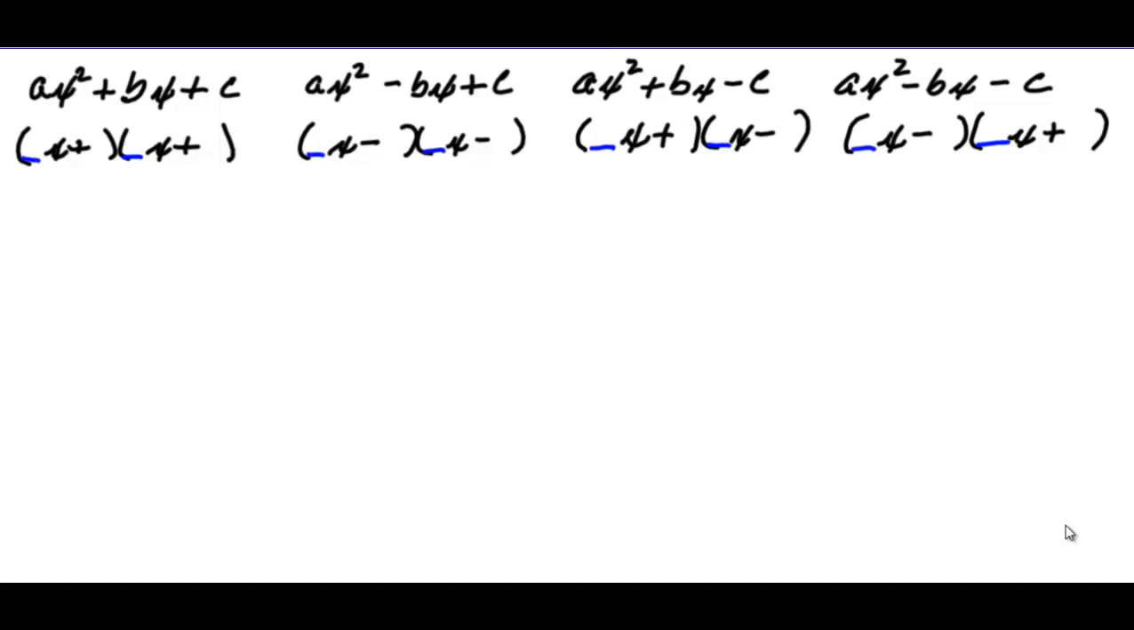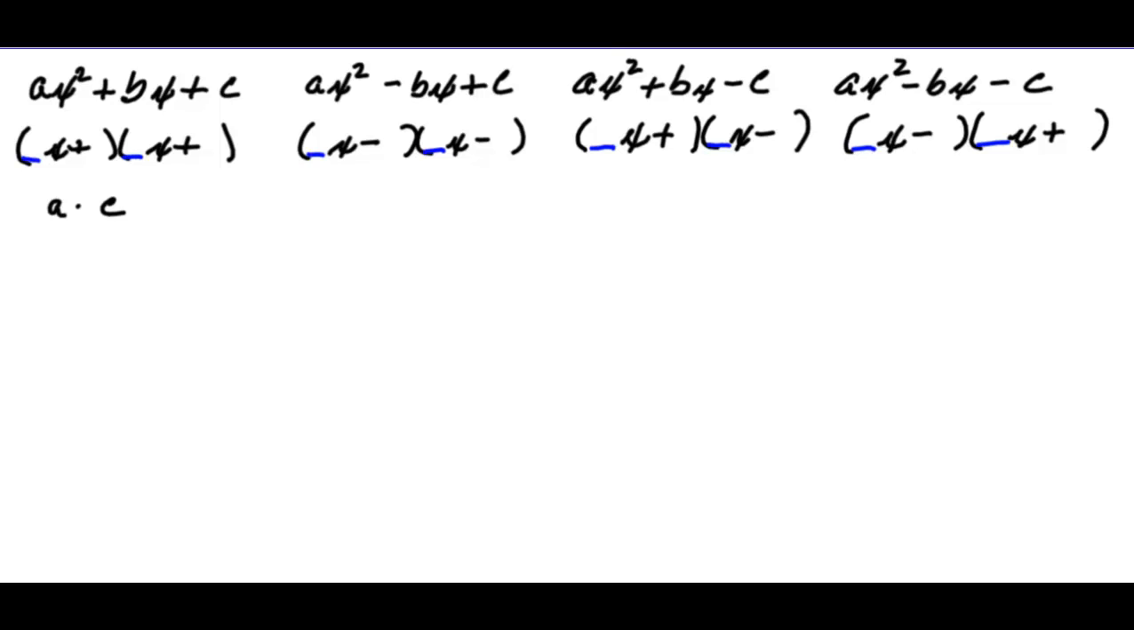In the AC method, I'm going to take the coefficient of the variable in the first term, the A, and multiply that by the C. When I multiply those two together, I'm going to come up with some number, and then I'm going to use that number in calculating what the B should be.